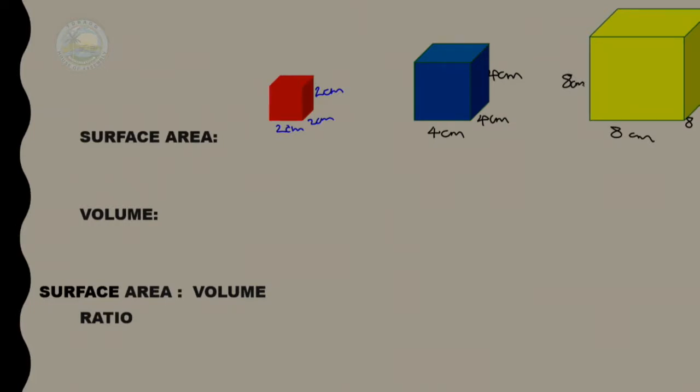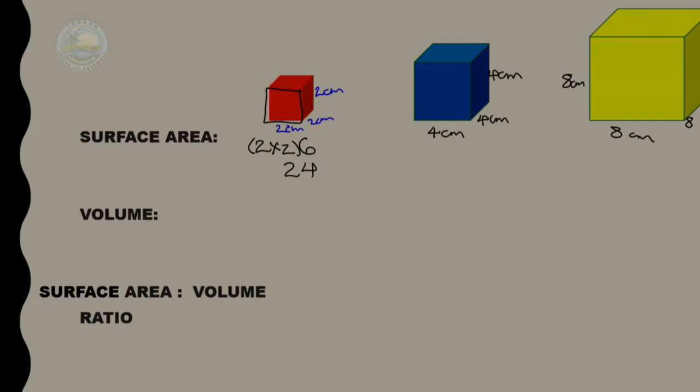Now the area, we know for a square, is side by side. So it is 2 centimeters by 2 centimeters. And because there are 6 surfaces to this cube, we're going to multiply the whole thing by 6. And that answer will be, so the total surface area for the red cube is 24 centimeters squared.